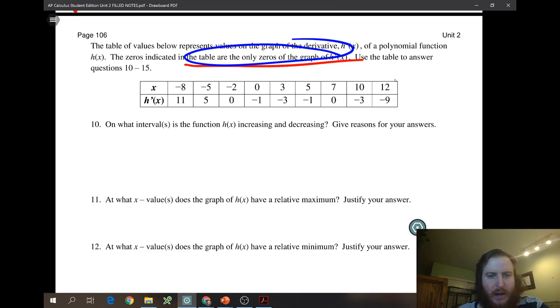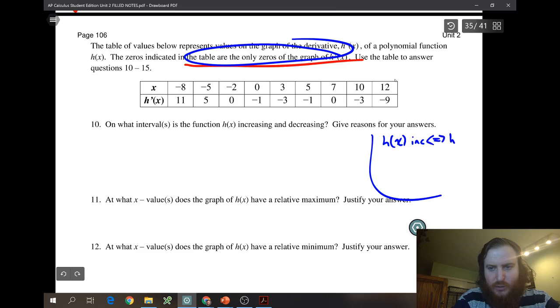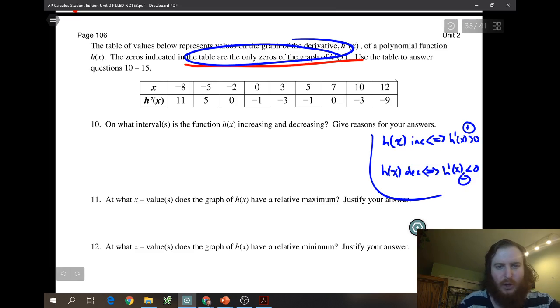So on what intervals is h of x increasing and when is h of x decreasing? So again, we want to think back to the table from Monday. What does h of x increasing match up with? That would match up with h prime of x being a positive number, greater than 0. And what would h of x decreasing match up with? H of x decreasing would match up with h prime of x, its derivative, being less than 0, a negative value. So because these are my only zeros, that's a 0 and that's a 0.